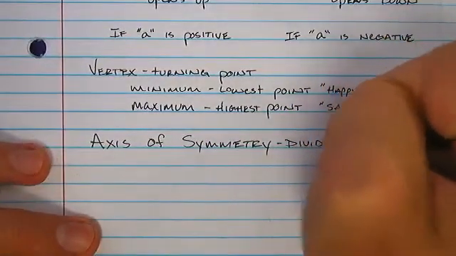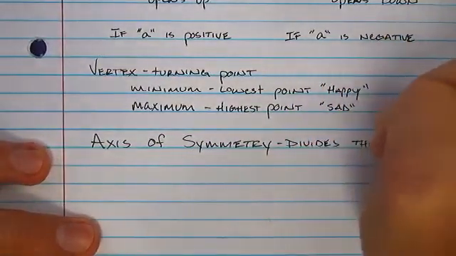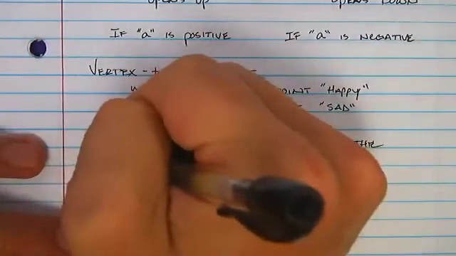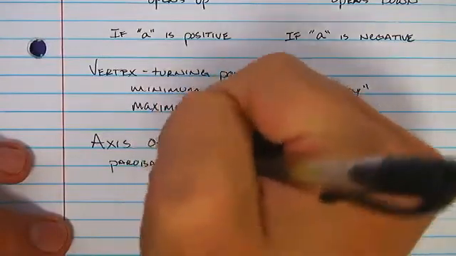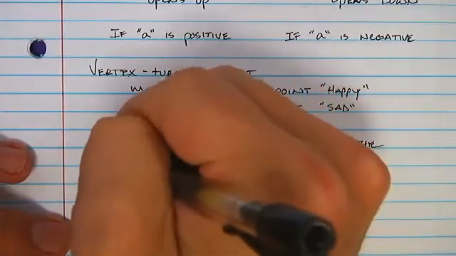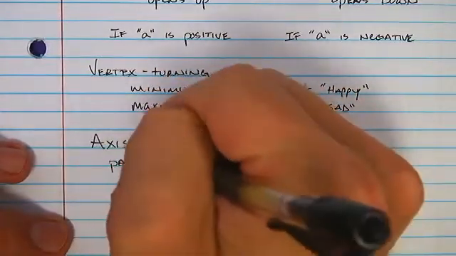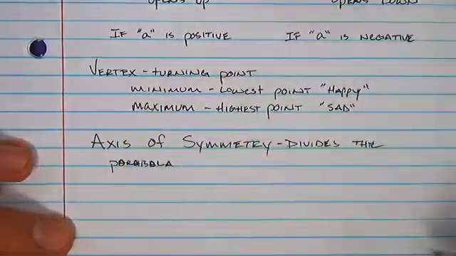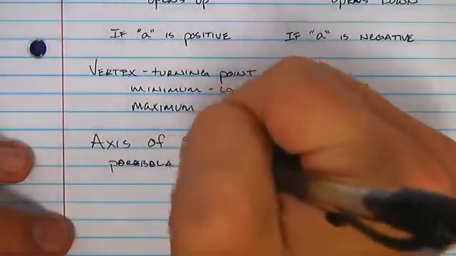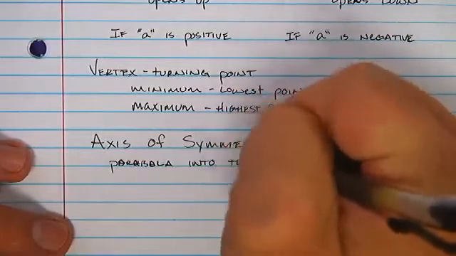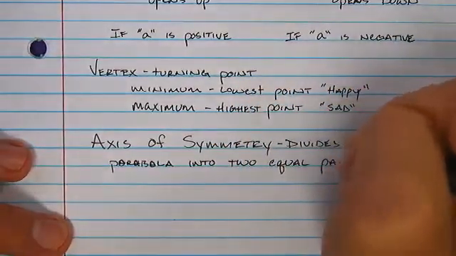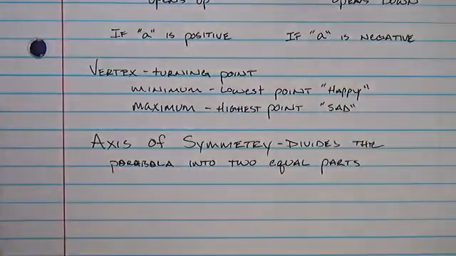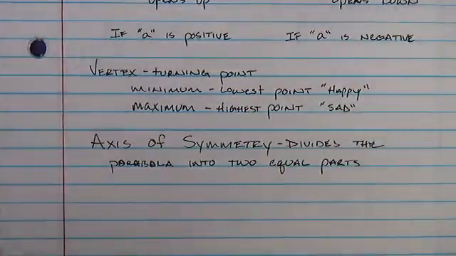divides the parabola into two equal parts. All right, so the axis of symmetry is going to cut it right down the middle.